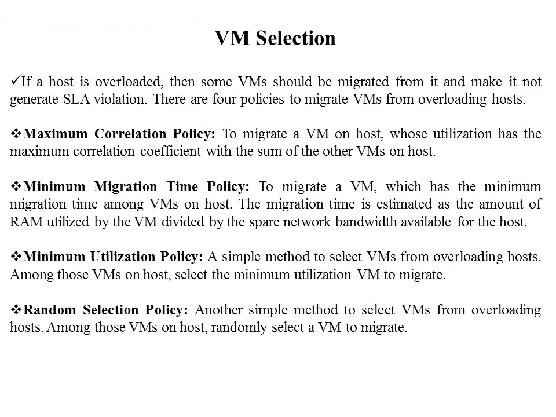Next, moving on to the VM selection. As you have seen in step 4, these are the different VM selection methods, whereby four policies are used to migrate the VMs from an overloaded host. Based on these conditions, a VM, that is a virtual machine, is migrated from an overloaded host to an underloaded or less utilized host.